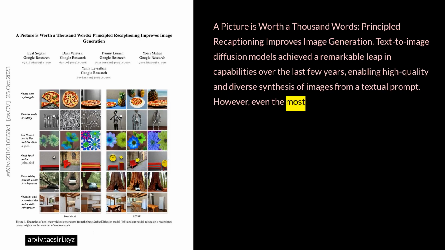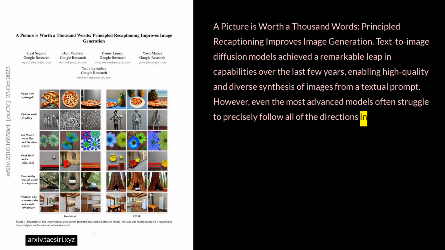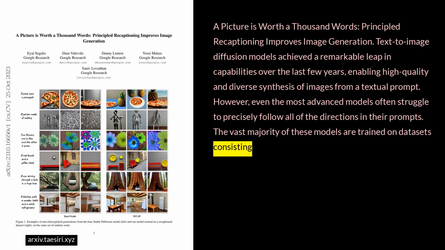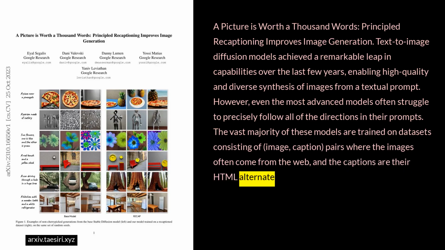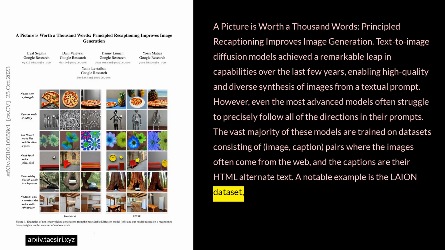However, even the most advanced models often struggle to precisely follow all of the directions in their prompts. The vast majority of these models are trained on datasets consisting of image-caption pairs, where the images often come from the web, and the captions are their HTML alternate text. A notable example is the LAION dataset, used by Stable Diffusion and other models.